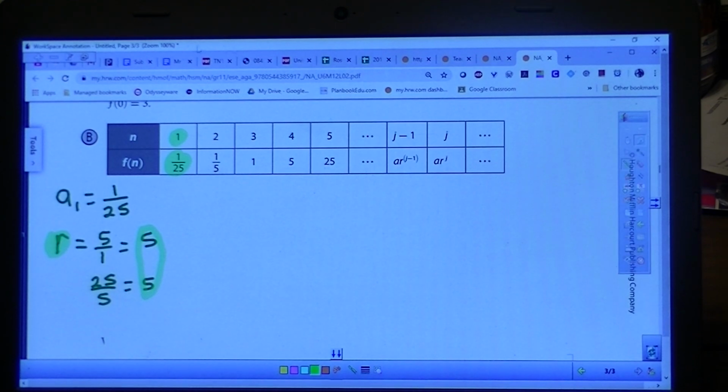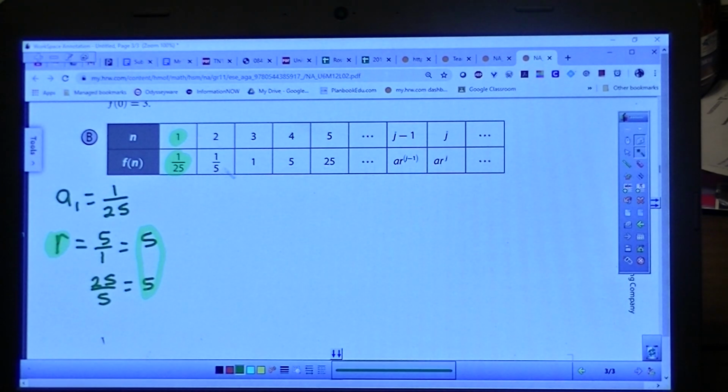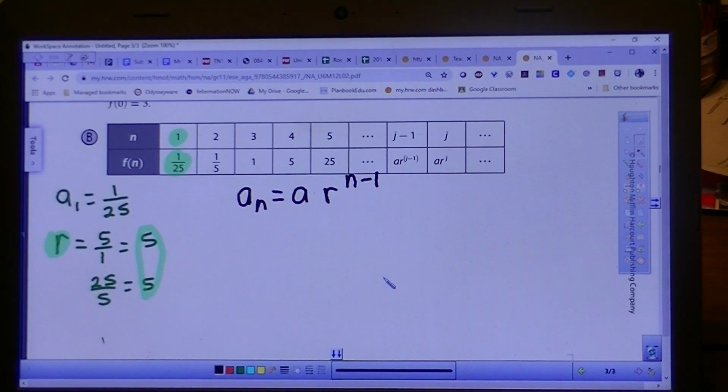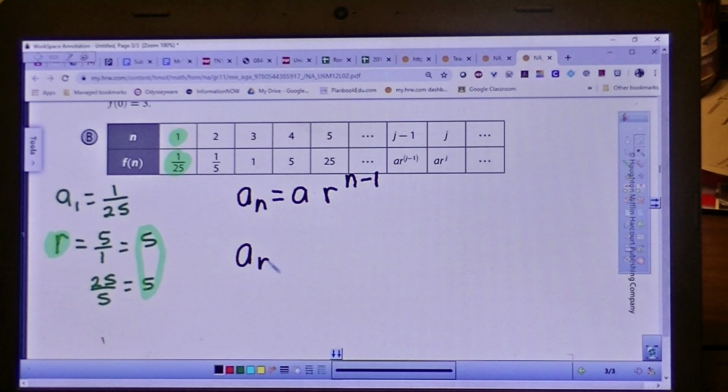Okay, so let's write our formula. What does that formula look like again? This is A sub n equals A R to the n minus 1. That's what the geometric sequence formula looks like. So I'm going to rewrite this again, and this time I'm going to put some blanks or some boxes.